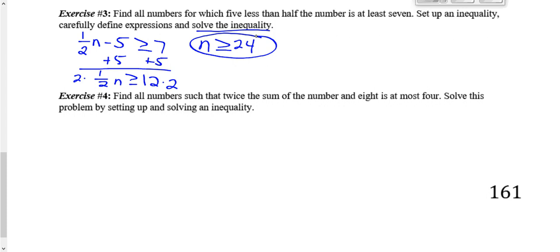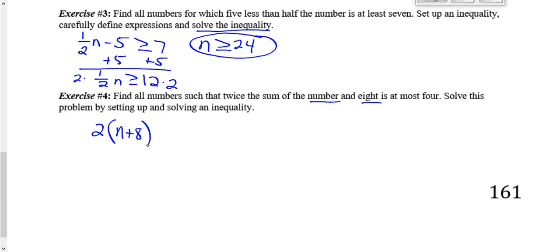All right, now on to exercise 4. Find all the numbers such that twice the sum of the number and 8 is at most 4. So twice the sum is going to be 2 times a thing. What do you think we're going to need to use for twice the sum? Parentheses, and then put the 2 in front of it. Whatever the sum is, to double the whole thing we need to put that sum in parentheses. So 2 times parentheses n plus 8. Twice that would be 2 times the sum, just like that.